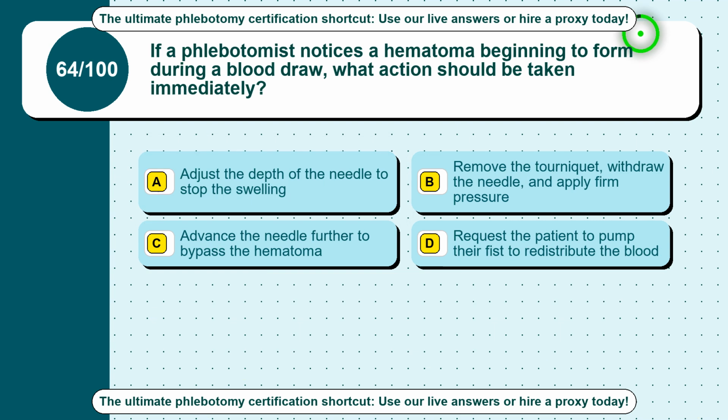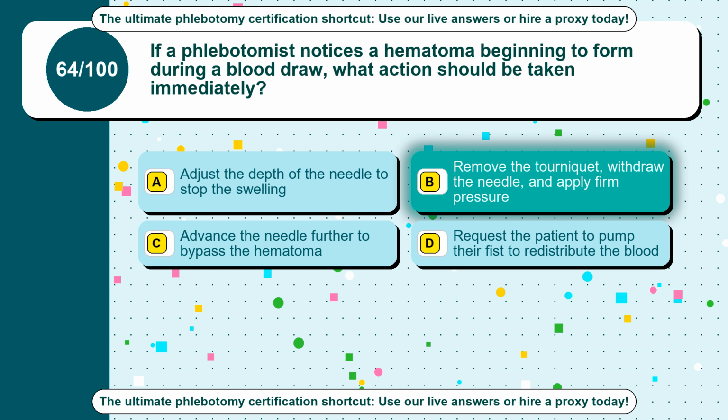Question 64. If a phlebotomist notices a hematoma beginning to form during a blood draw, what action should be taken immediately? Option A. Adjust the depth of the needle to stop the swelling. Option B. Remove the tourniquet, withdraw the needle, and apply firm pressure. Option C. Advance the needle further to bypass the hematoma. Option D. Request the patient to pump their fist to redistribute the blood.